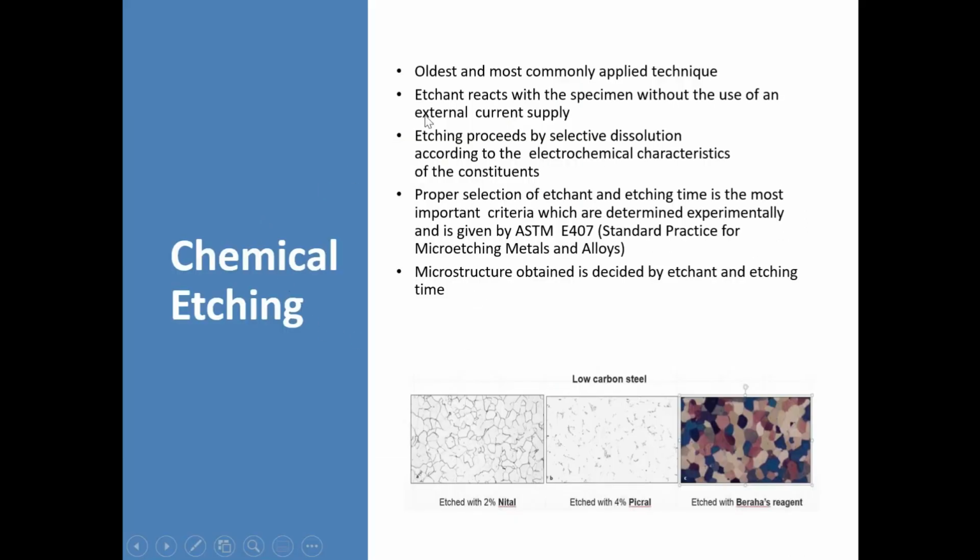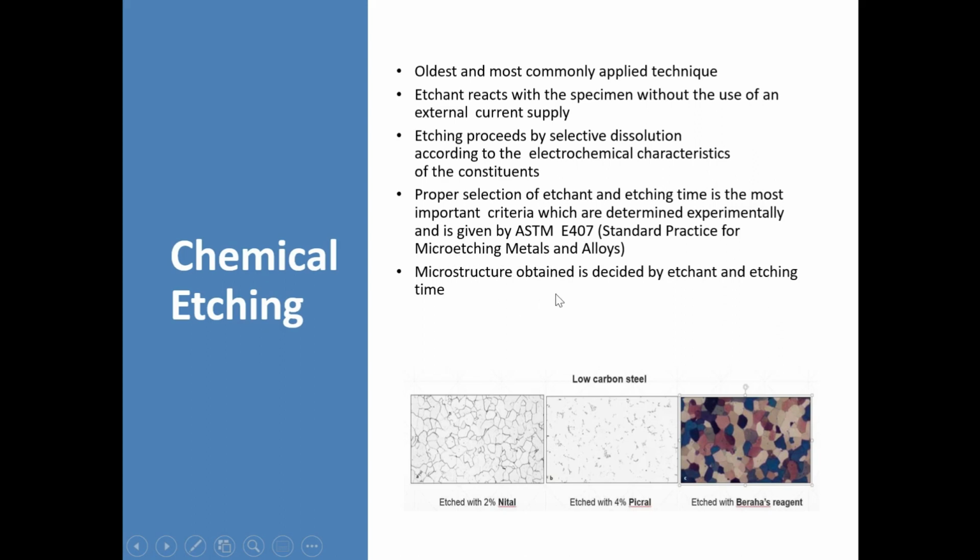So what is chemical etching? This is the procedure mostly used in industries for microscopic observation. It is the oldest and most commonly applied technique. The etchant reacts with the specimen without the use of any external current. Etching proceeds by selective dissolution according to the electrochemical characteristics of the constituents. Proper selection of the etchant and etching time is the most important criterion, which is determined experimentally and is given by the ASTM E407 standard practice for microetching metals and alloys.